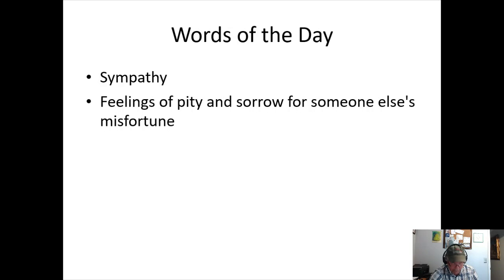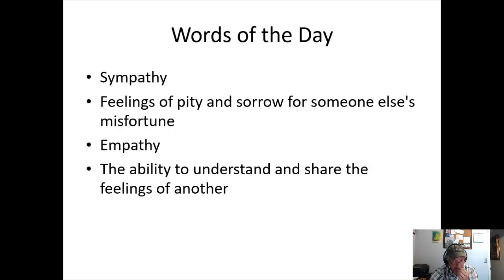a more powerful concept out there, and that's empathy. They sound alike and they're similar, but they're not the same. Empathy is the ability to understand and share the feelings of another. It means you put yourself in someone else's shoes and try to understand where they're coming from. And as a leader, that's highly important.